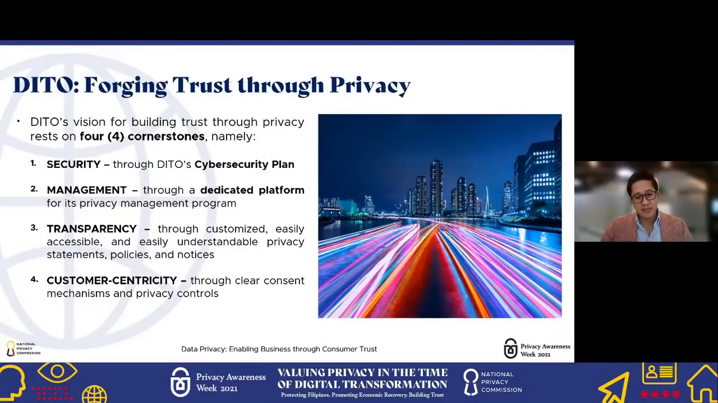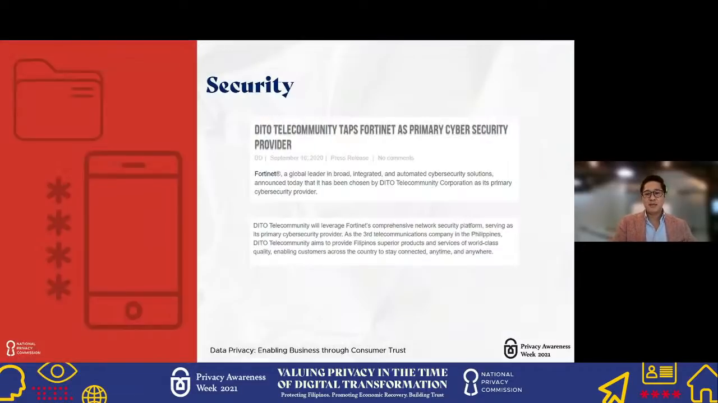So that's the security element of creating that trust through privacy. There's a management element there. I'll talk about it a little bit later on in regard to the dedicated platform that we use for managing the information that is given to us. And of course, the transparency and customer centricity, which I think is something that both speakers also did talk about. So if we move on to the next slide, please.